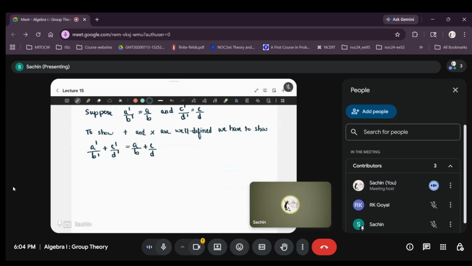That is, so this would be what? A prime by B prime plus C prime by D prime is A prime D prime plus B prime C prime divided by B prime D prime. We have to show this is equal to AD plus BC by BD. But what does it mean to be equal? What is the criterion?